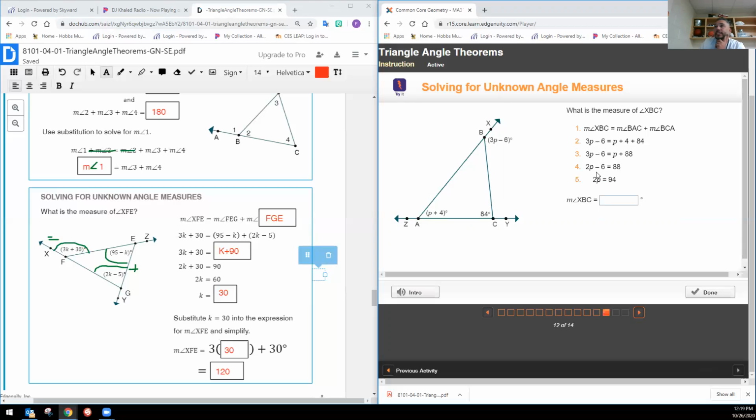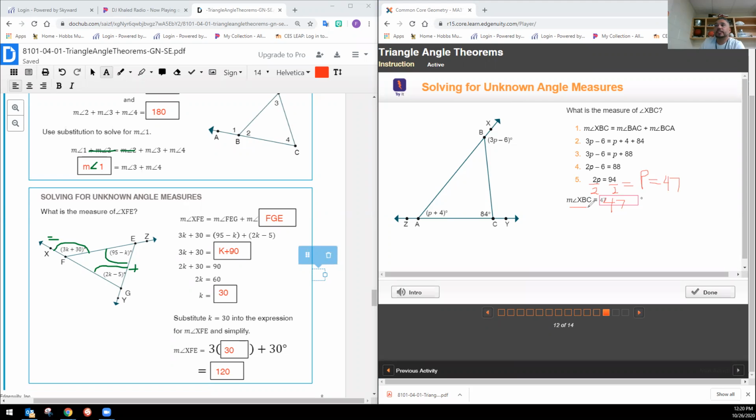Bring the 6 over from 88. This is a negative 6, so I have to add 6 to both sides, which brings this to 94. Now what I have to do is divide this by 2. 94 divided by 2 is 47 degrees, because that's half of 94. Solve for p, and then substitute this value in for the expression representing the measure of angle XBC. Hold on a second, because this is p equals 47.